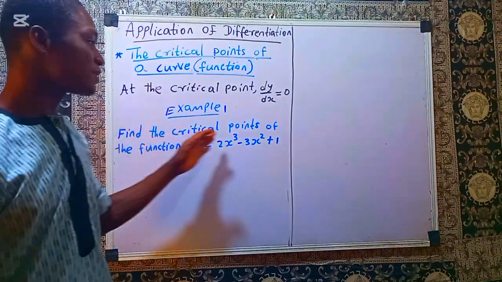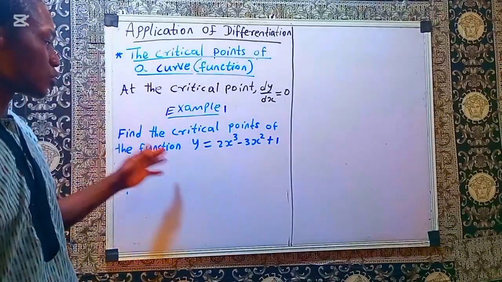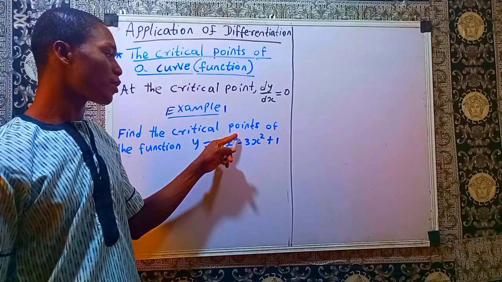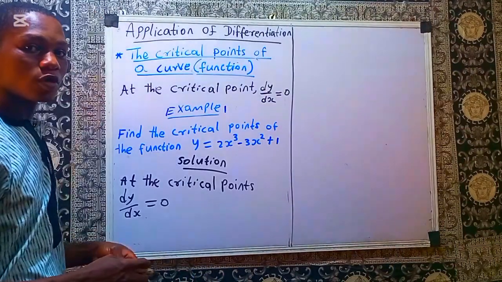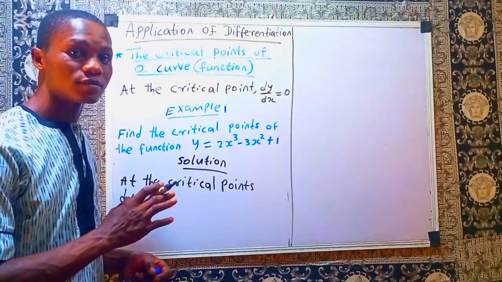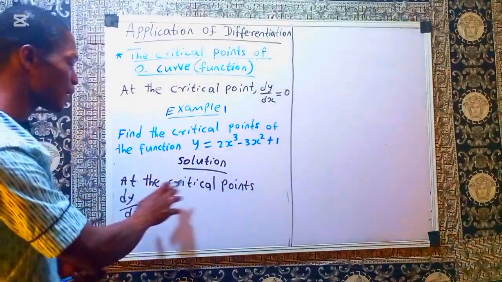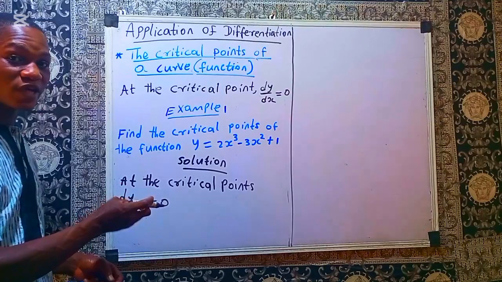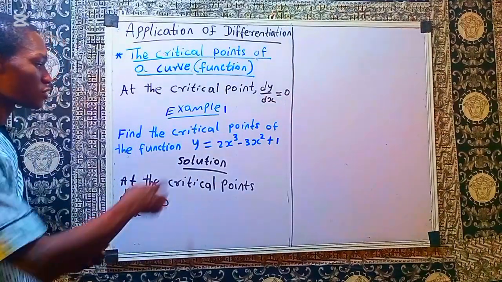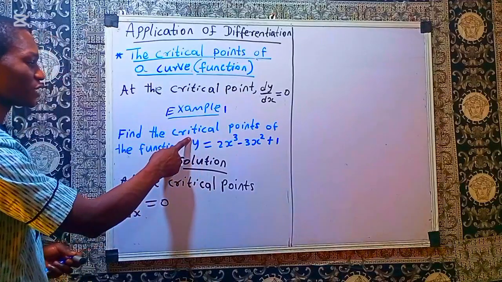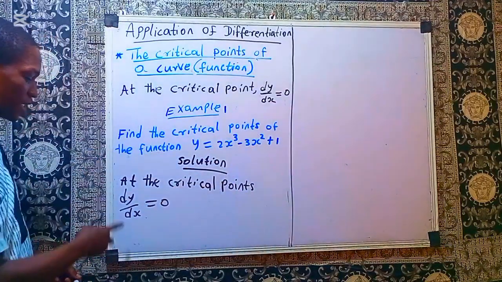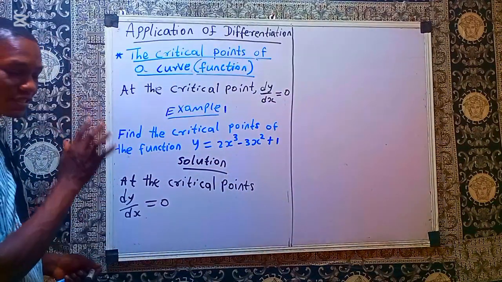They ask us to find the critical points of the function y = 2x^3 - 3x^2 + 1. So what I've written down just now is that at the critical point, the derivative of y with respect to x is equal to 0, because y is a function of what? The independent variable x. So if you differentiate y with respect to x, then the result will be 0 at the critical point.